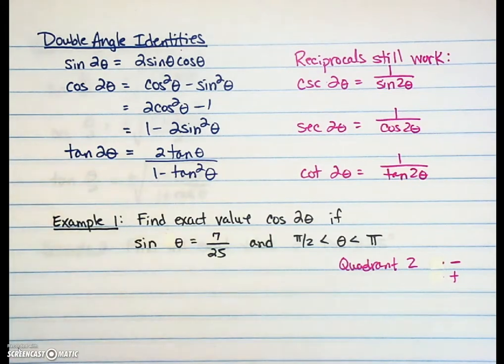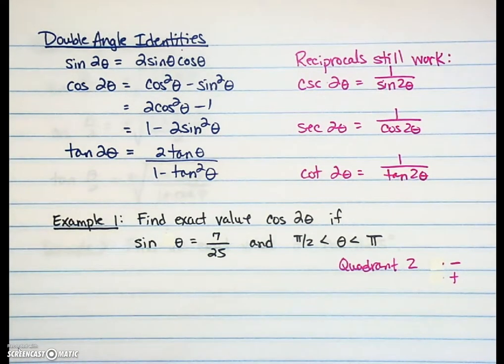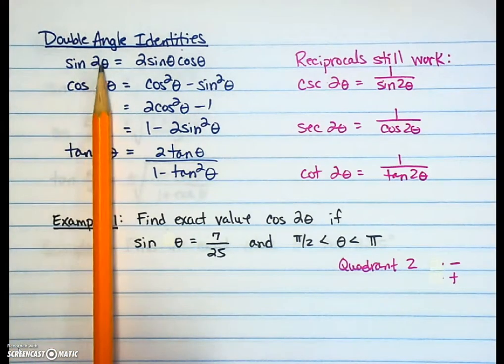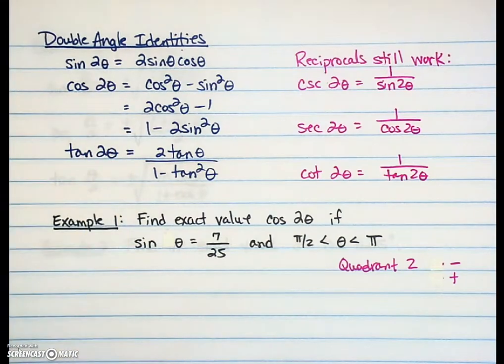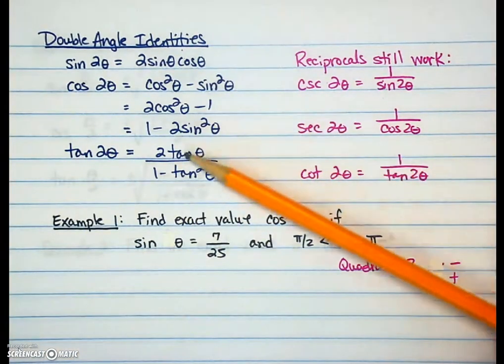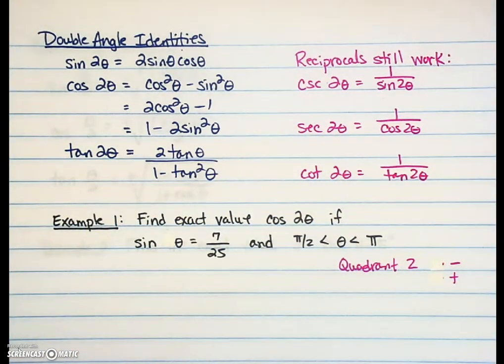I'm going to do an example just to kind of refresh our memories on that, and then I'm going to show you the half angle identities, and I'll do examples of that tomorrow in class. So double angle identities, remember what that means is we're doubling the angle, so now we have 2 theta rather than just theta. You have these formulas already given to you in your notes.